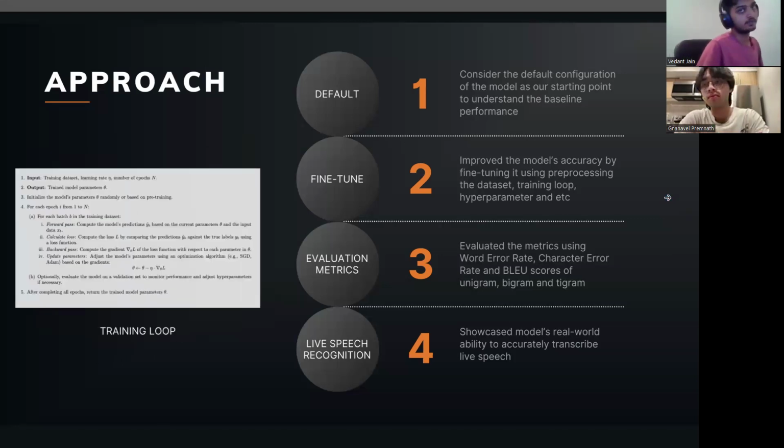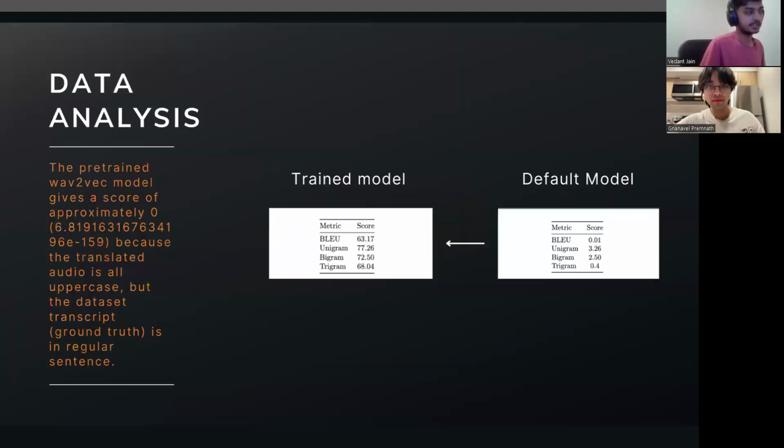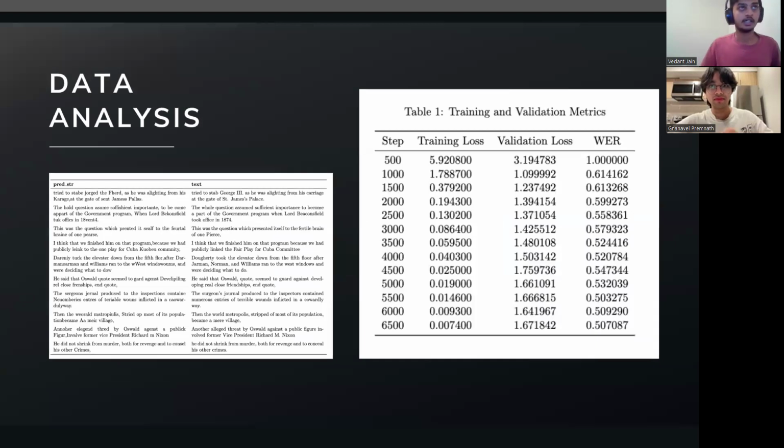After training, the evaluation metric that we used, which is commonly used in speech-to-text tasks, was the word error rate. Word error rate basically means the percentage of errors in the words that are in our transcription.